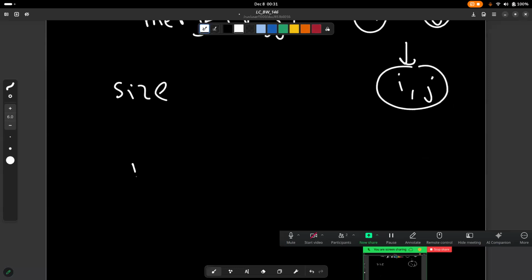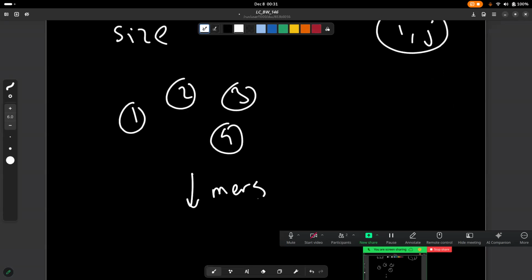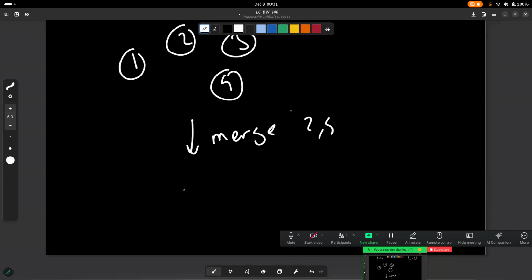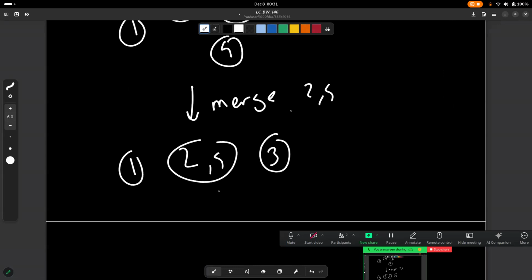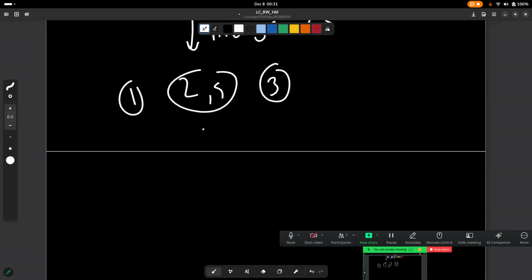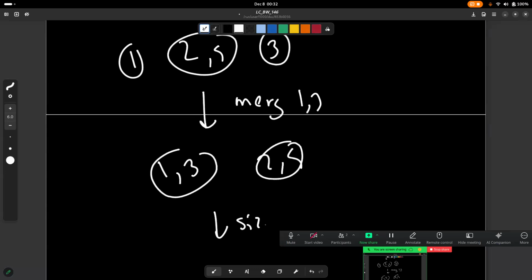Basically, what we can do is I have 1, 2, 3, and 4 initially. Then I say merge 2 and 4. Then my DSU will have 2 and 4 in one component and 3 in one component. Basically, it's a data structure that allows you to maintain components of nodes in terms of different sets. And you can just go on so on and so forth, merging 1 and 3. So you'll have 1, 3 merged into one component, 2, 4 merged into one component, and finally you can just find size to 2.